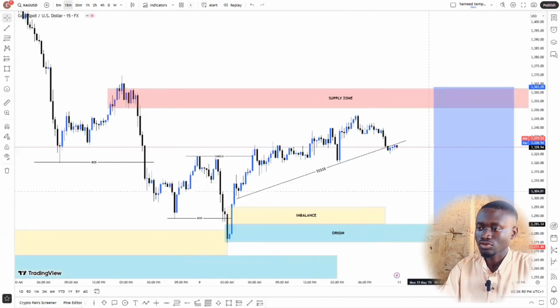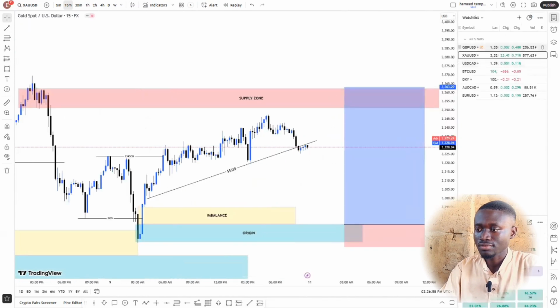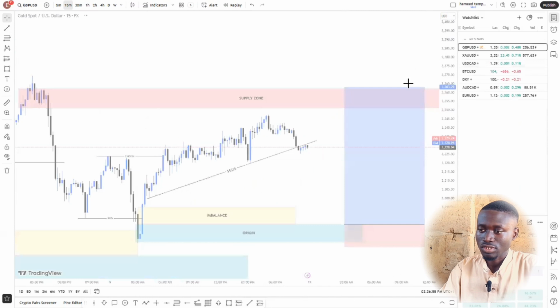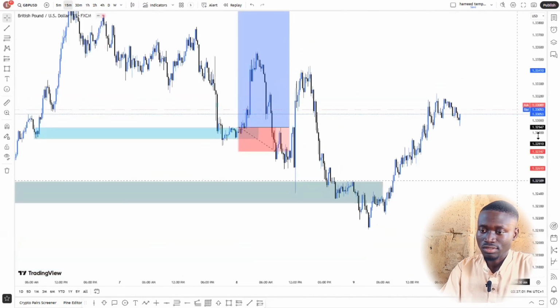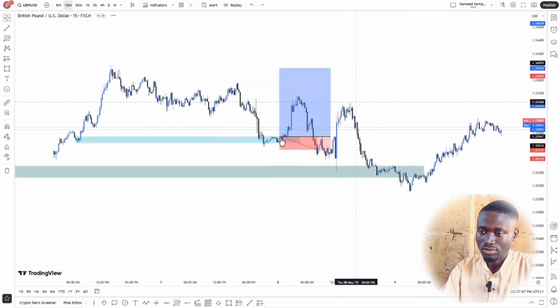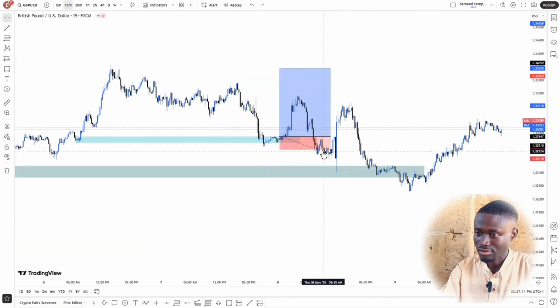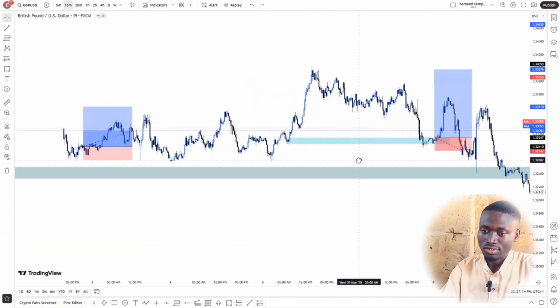Now let's move on to USD. Last week I didn't see any trade to take on USD. Oh yeah, I took this trade on USD, moved profit, then came back to it, my SL on USD. Actually, I remember.